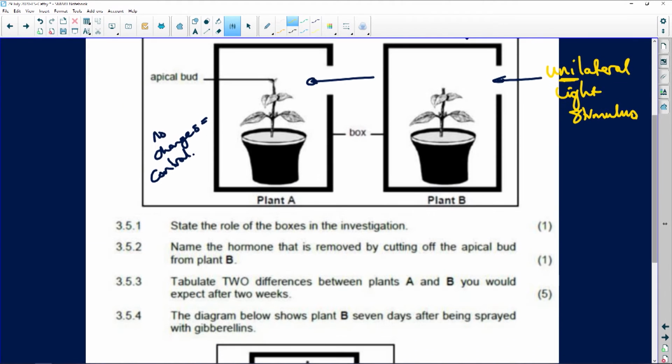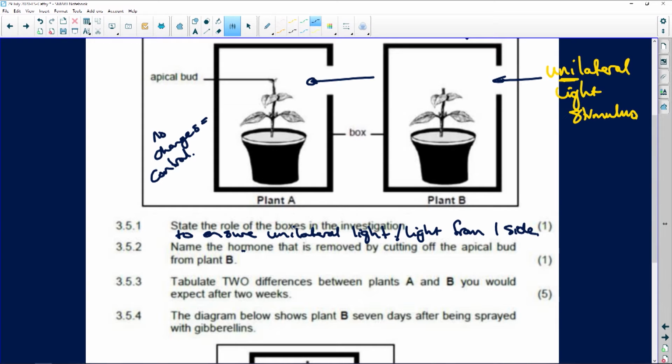Okay, then it says, state the role of the boxes in this investigation. Well, what were the boxes doing? What was the function of the boxes? To ensure unilateral light. Okay, or you could have said light from one side. As long as you know that the light's only going to be coming from one side.